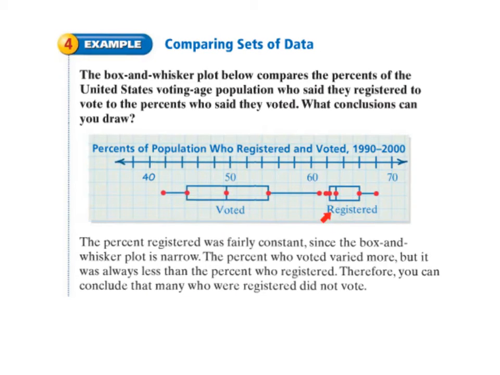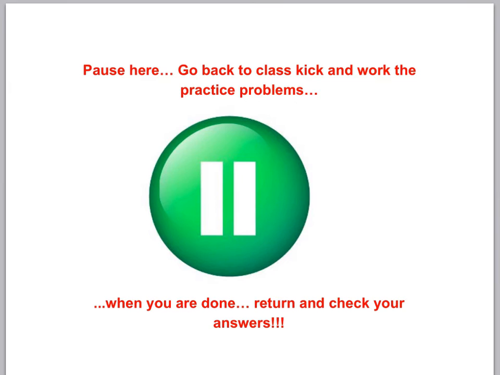Well, we can say overall more people registered to vote than actually voted. We can say that the clustering of people who actually voted is tighter. Notice how small the box and whisker is here, versus here, where the people who actually voted is kind of spread out. So percentage of population who registered. Again, this is over a 10-year span, each year, looking at the data. So again, you can see down here, it says, therefore you conclude that many who registered to vote did not. Slackers. Pause here. Another one for you to go into class kick and finish up.